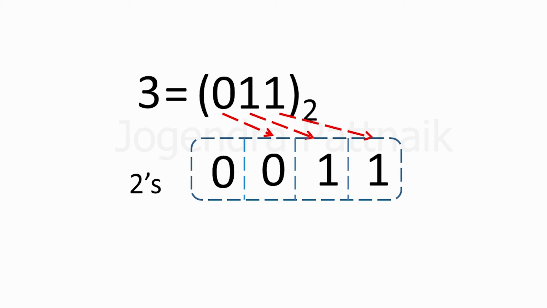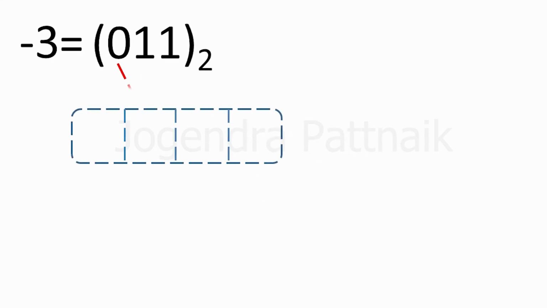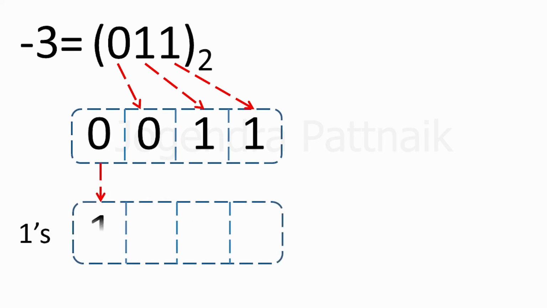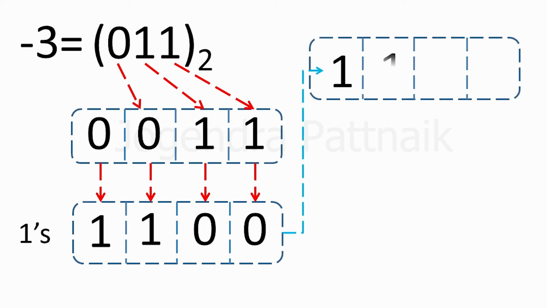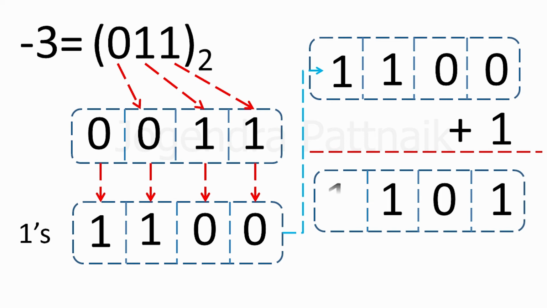First we have to calculate the magnitude in binary, which is 0011 in 4 bits. Then we have to calculate the ones complement of the binary, which will be 1100 in 4 bits. Then we have to add a 1 to the least significant bit to get the twos complement. After adding 1 to the LSB, our twos complement of decimal negative 3 will be 1101 in 4 bits representation. So what's the method? Calculate the binary, complement all the bits, and then add 1 to the LSB.